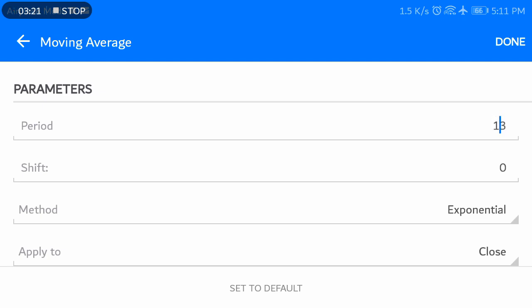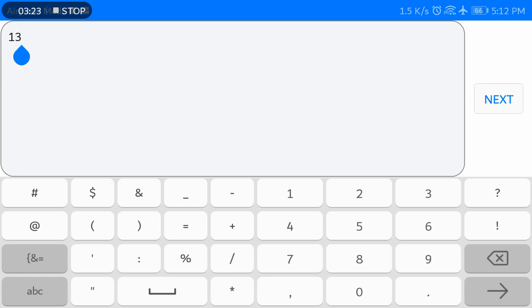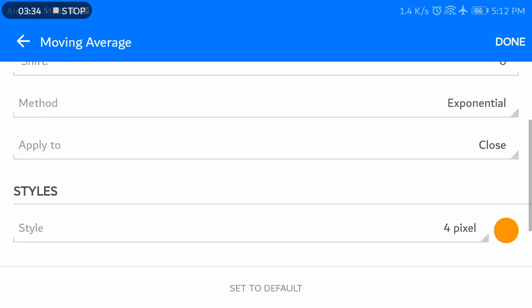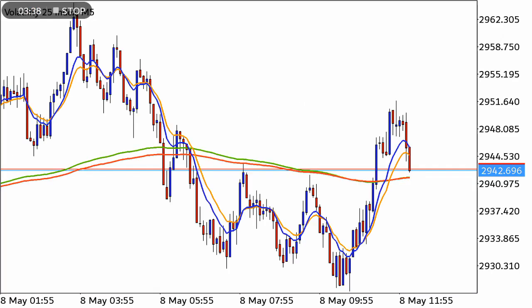This is the calculation of previous candle history. A moving average always gives us calculation data from previous candles. Now, this is the 9 period. Shift will be 0, method will be exponential, apply to close, choose any color you like. Okay, and simply click on done. So that's the four moving averages, just setting up the four moving averages.